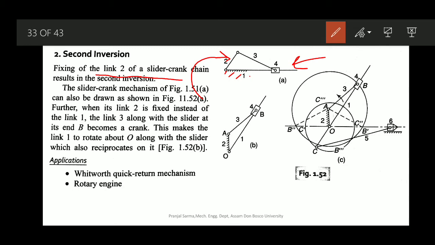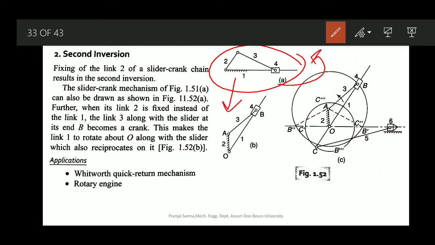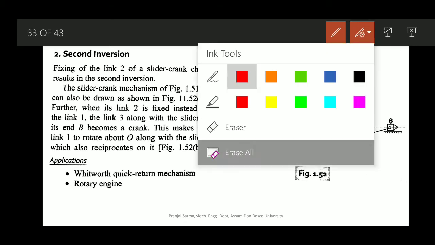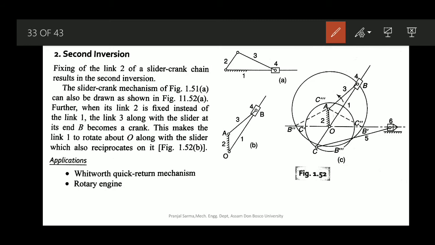Now, if you think that I have just rotated this figure in this direction, I can draw it like this. Consider as if in place of link 1, I have now fixed link 2. So this becomes this particular configuration, and the slider crank mechanism can also be drawn like this.